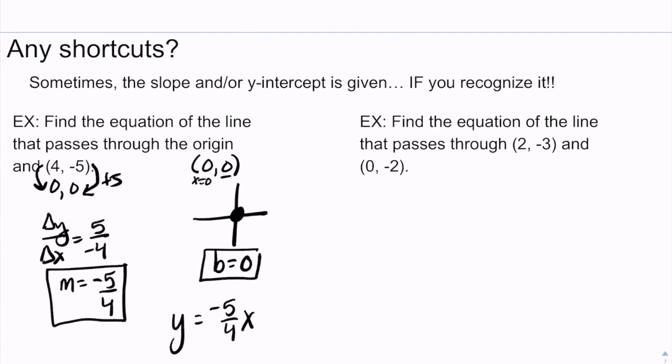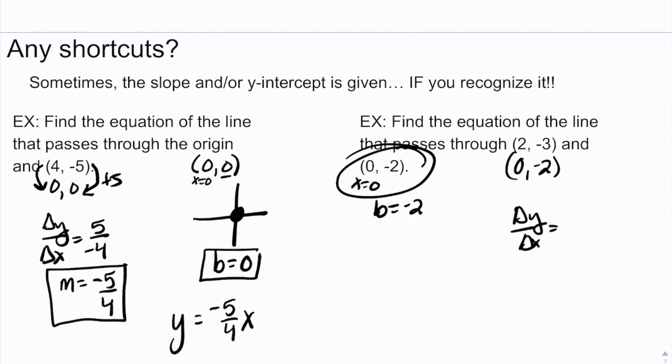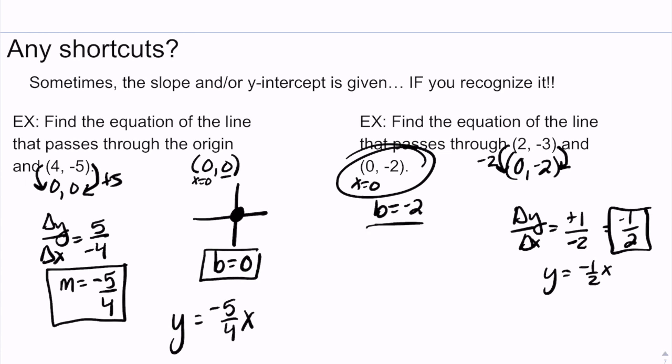For the second example, oh look, x is 0. So this is our y-intercept. b is equal to negative 2. The only thing then that you would need is your slope, right? So if you're looking for delta y over delta x, from negative 3 to negative 2, that is a plus 1. From 2 to 0, that went down 2. So my slope is negative 1/2, okay? So then my equation would be y equals negative 1/2 x. My b is a negative 2, so we would write that as minus 2, okay?